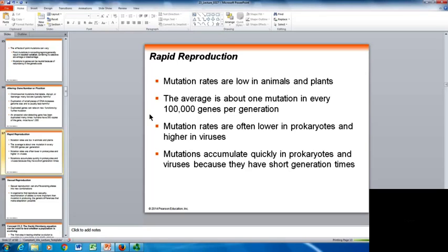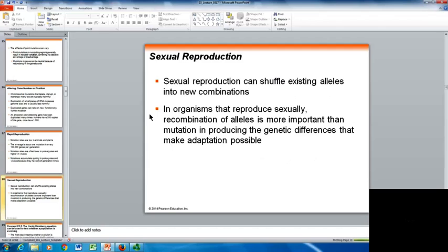So mutation rates are relatively low in animals and plants. The average is about 1 mutation in every 100,000 genes per generation. The mutation rates are often lower in prokaryotes and higher in viruses. Mutations will accumulate quickly in prokaryotes and viruses because they have short generation times. Sometimes their generation time may only be 20 minutes.